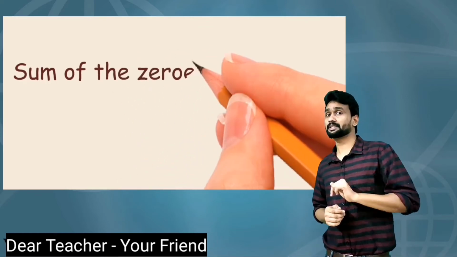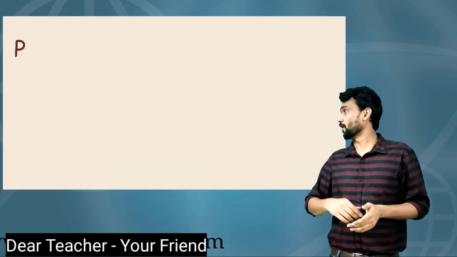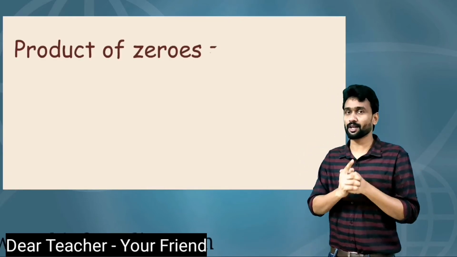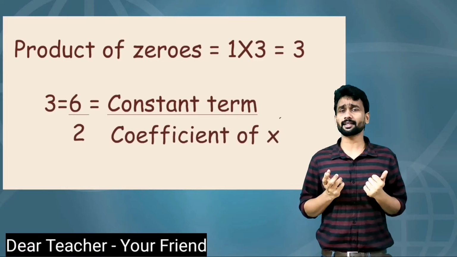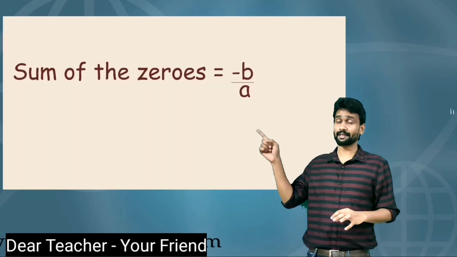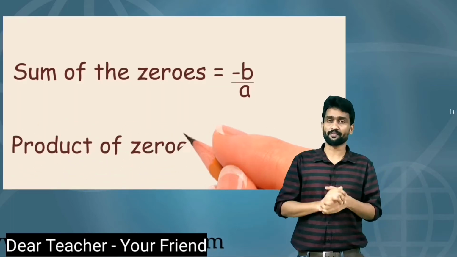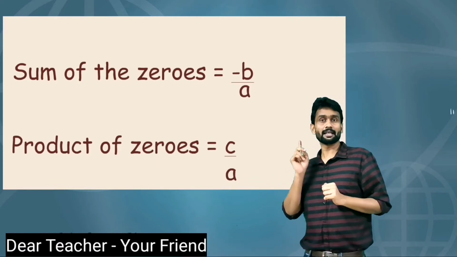So sum of the roots is minus b by a. Product of zeros is 1 multiplied by 3, equal to 3. 3 we can rewrite as 6 by 2. What is 6? Constant term divided by coefficient of x square. Now you learned the relationship between zeros and coefficients. Sum of zeros is minus b by a. Product of zeros is c by a.